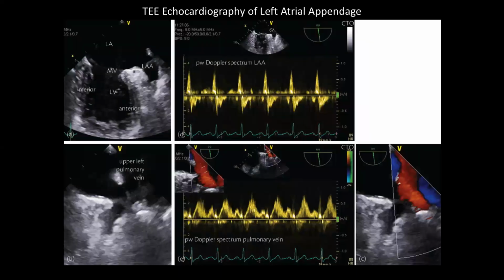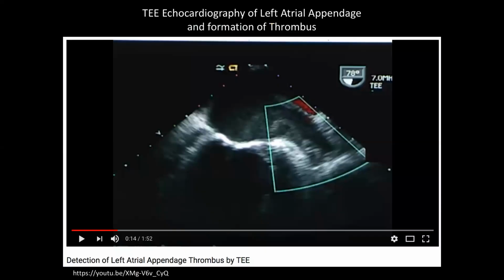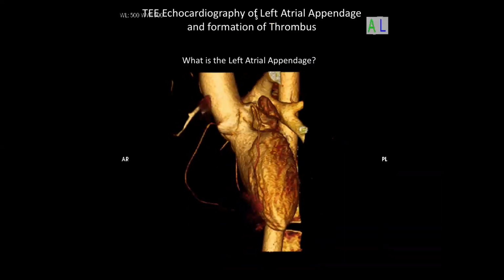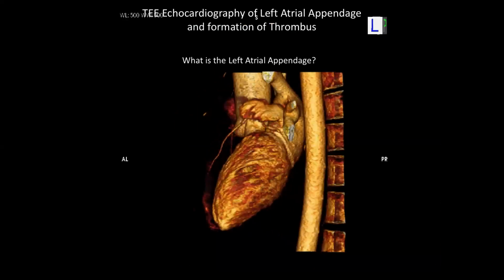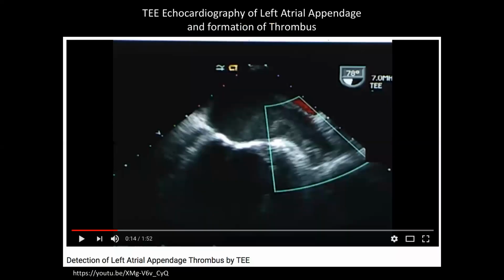So that's thrombus. You can imagine if you come back in 2 weeks and that darn thing's still there, the question is, what do you do then? The person's still in AFib and they've got a thrombus in there. You give them drugs.